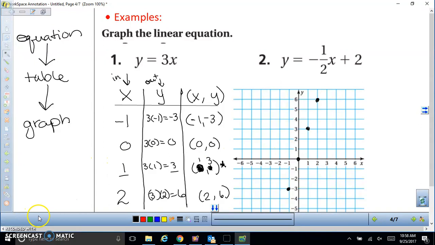All we need to do now is connect our dots, and I'm going to use a straight edge. Make sure you're using a straight edge because it's super important. My straight edge is not good, so let me redo.